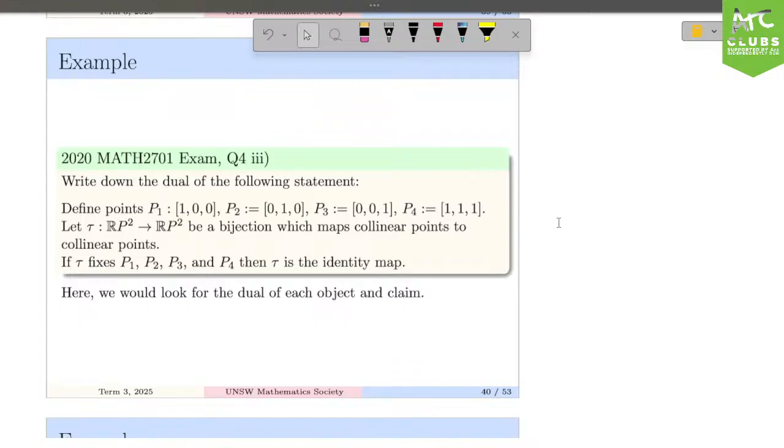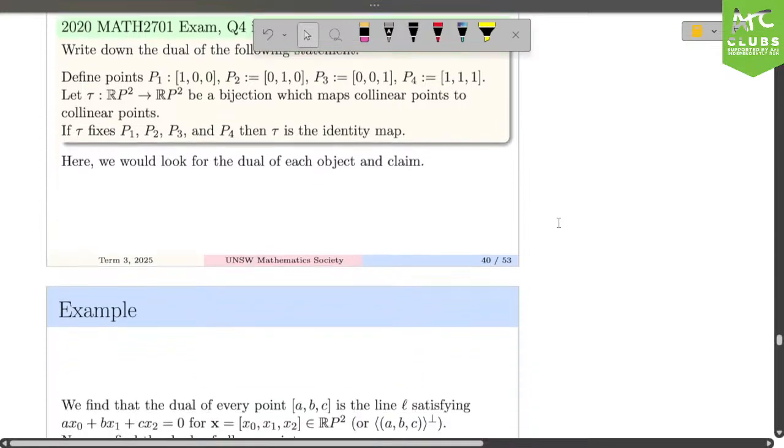We also need to take the dual of each statement in this statement. So instead of tau mapping collinear points to collinear points, tau is now a bijection that maps concurrent lines to concurrent lines. And then in the final statement, we just have that if tau fixes the lines P1 prime, P2 prime, P3 prime, and P4 prime, then it is the identity map.